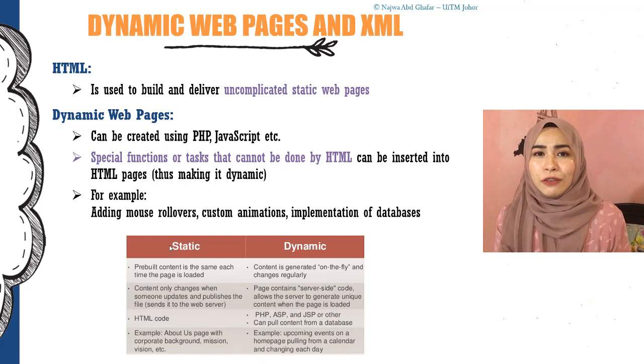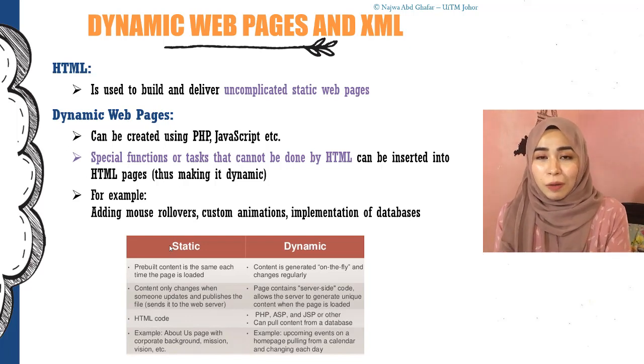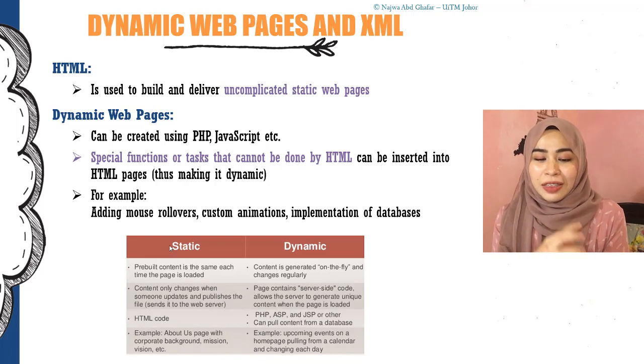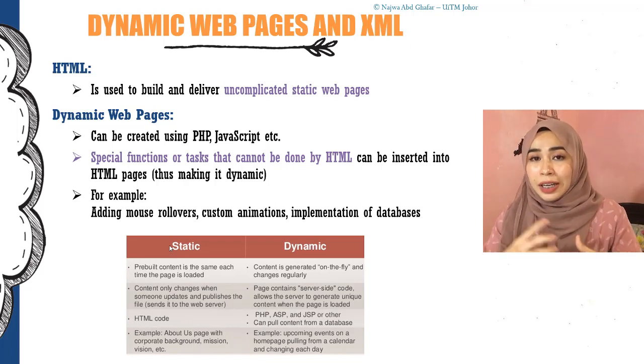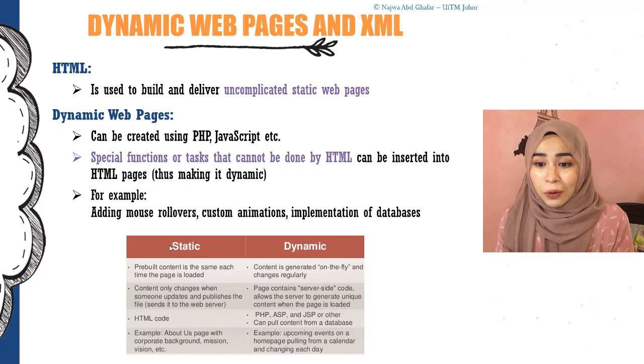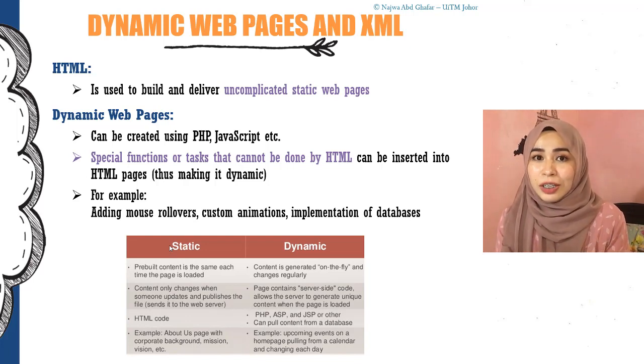But if you create things like Facebook or Twitter, whenever you refresh your page, the data is dynamic, meaning the content will be different every single time the user opens it up. Dynamic means it is always changing. To create a dynamic web page, you can't rely on HTML alone. You might need to use things like PHP, JavaScript, etc. So those are the differences between the two.